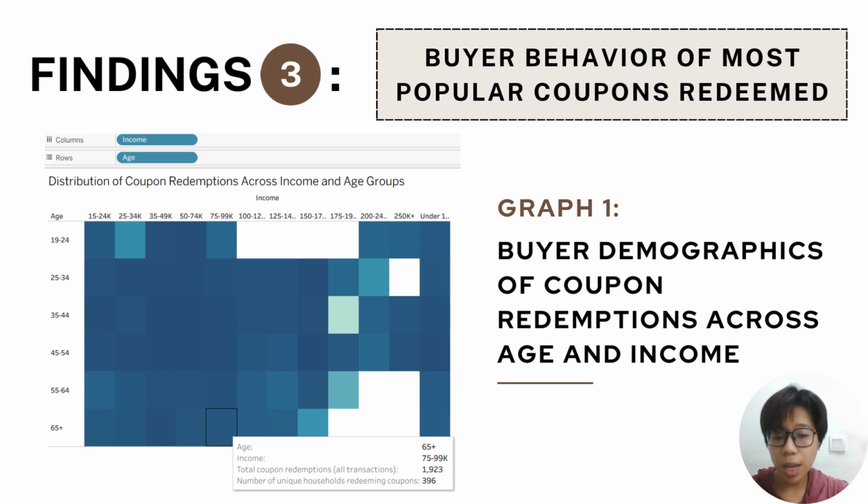Next, we analyze buyer behavior based on coupon redemption across different age and income groups. This heat map shows that most demographic segments have high coupon redemption, as indicated by the dark shading. This suggests that coupon promotions are broadly effective and appeal to households regardless of age or income.